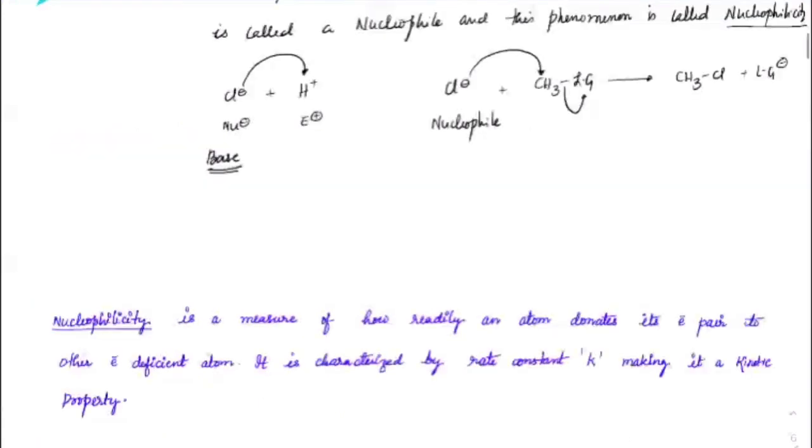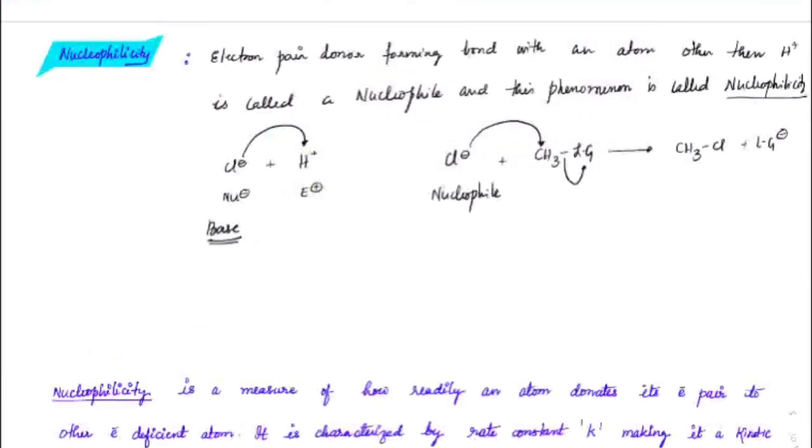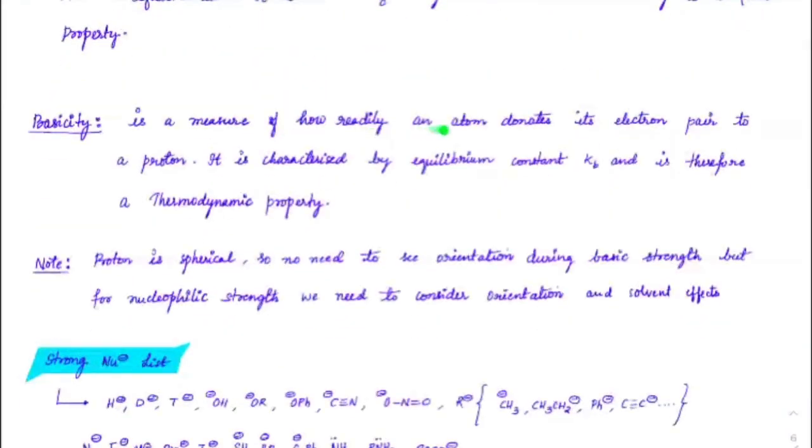While basicity, you can see how chlorine is attacking this hydrogen here, is a measure of how readily an atom donates its electron pair to a proton. H plus is nothing but a proton. It is characterized by its equilibrium constant Kb. So Kb or Ka depending upon what you are talking about. If you are talking about the conjugate acid, then it is Ka. If it is a base, it is Kb, and it is therefore a thermodynamic property. Whenever we talk about equilibrium constants, Ka, Kb, these are all thermodynamic properties.